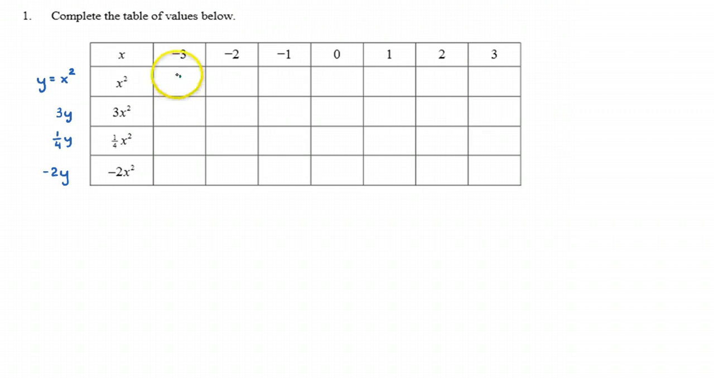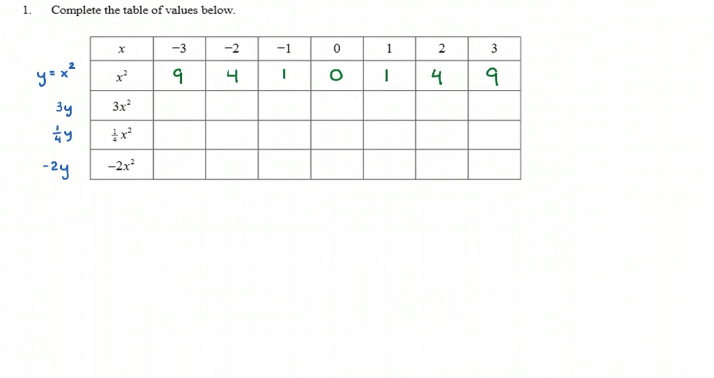So negative 3 squared is 9, negative 2 squared is 4, negative 1 squared is 1, 0, 1, 4, 9. And what I notice, my little check to see that I've done this correctly, is the symmetry that I see. So this is my vertex here, 0, 0, which we know for x squared the vertex is at 0, 0, and I see I have 1, 1, 4, 4, 9, 9.